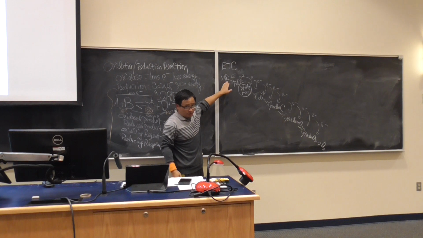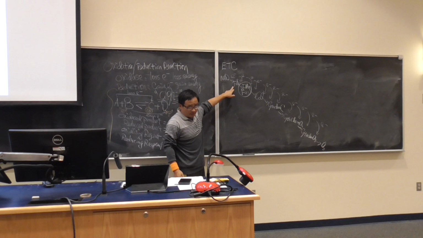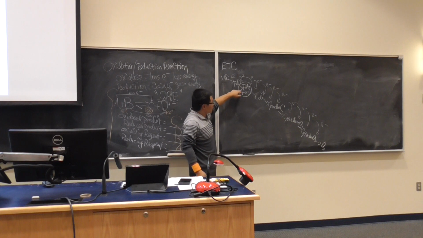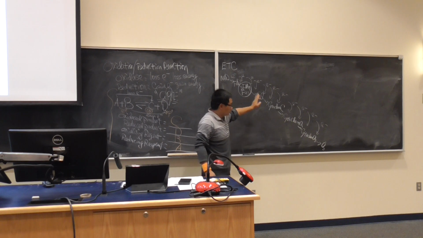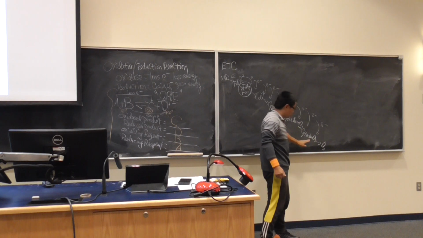Nicotinamide adenine dinucleotide, is that right? That's NAD. Flavin adenine dinucleotide, that is FAD. Okay. Iron sulfur, FeS. Coenzyme Q is a ubiquinol, it's a quinol. Cytochrome C, AA3, and oxygen.